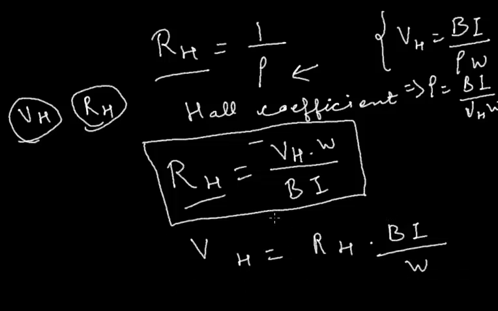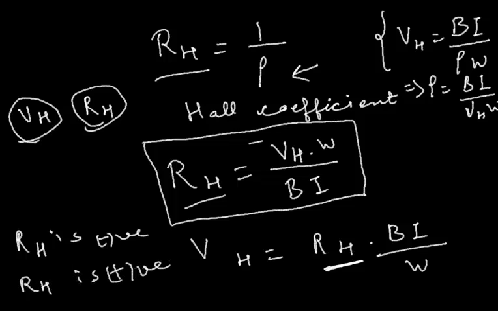Now here the sign of RH indicates whether our specimen is N-type or P-type, or whether holes are predominant or electrons are predominant in the conduction process. If RH is negative, then electrons are the predominant charge carriers, and if RH is positive, then holes are the predominant charge carriers.